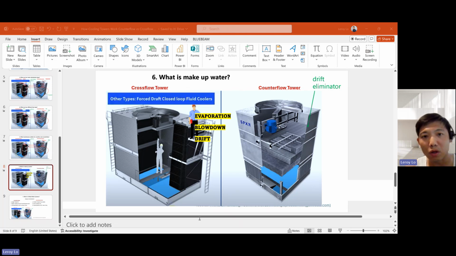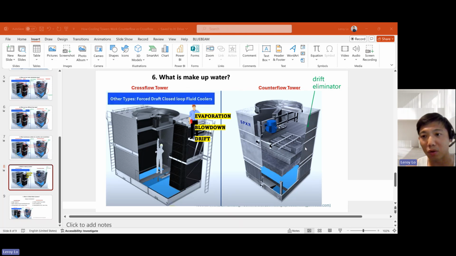So normally the cooling tower vendors will come with the drift eliminators, as you can see in the green color on the top right of the photo, installed on the top of the tower in order to capture some of those water droplets leaving with the airstream. So basically, due to these three reasons, we do lose a chunk of the water.